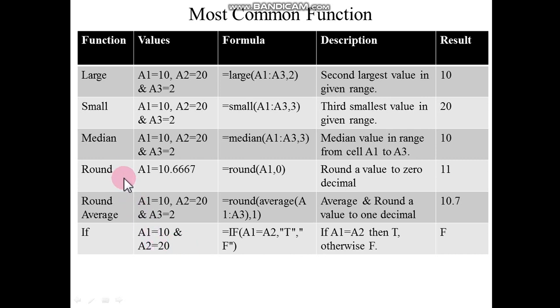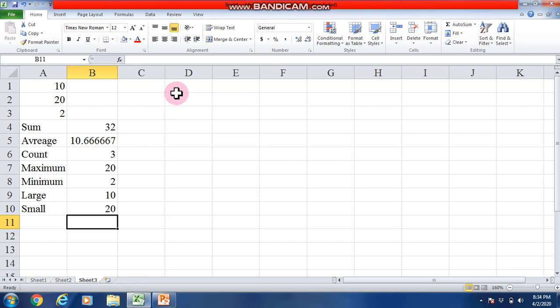Another function is the MEDIAN. If you are interested to find out the median, and you are familiar with the median, what does it do? The first step is to place the observations in ascending order, like for example 2, 10 and 20. So the median value is 10.